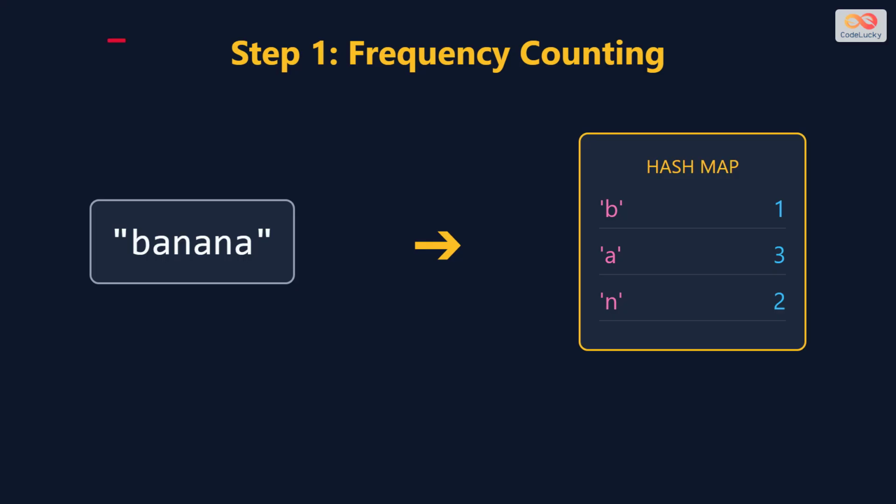Step 1 is all about counting. We iterate through the string and store the counts in a hash map or a dictionary. For the word banana, A appears 3 times, N twice, and B once. This map gives us the raw data we need.